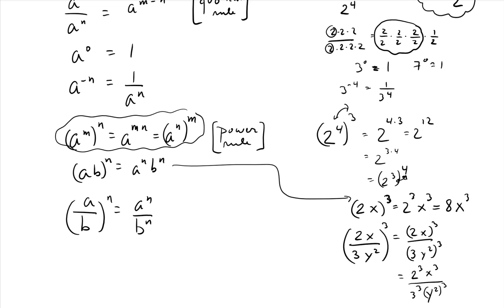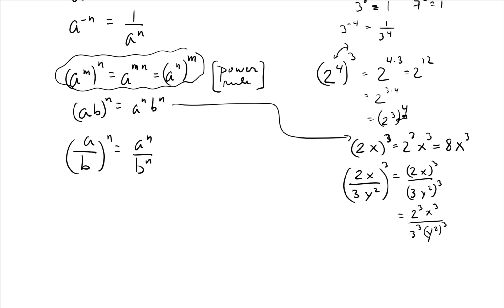No, that's not applying the power rule. That's applying the previous rule, the rule (ab)ⁿ is aⁿ bⁿ. But now we can apply the power rule for (y²)³. So that's 8x³, 3 cubed is 27, and (y²)³ is y to the 6.